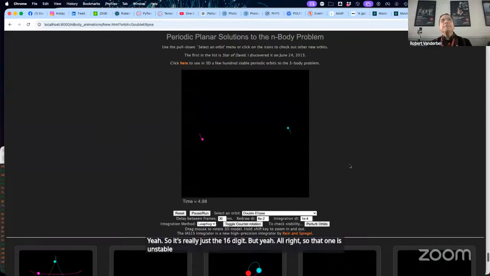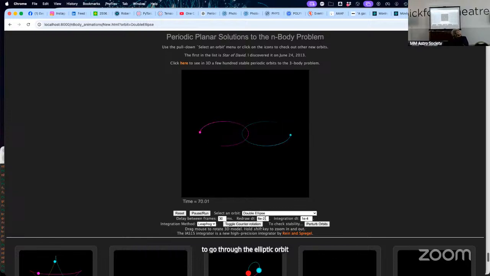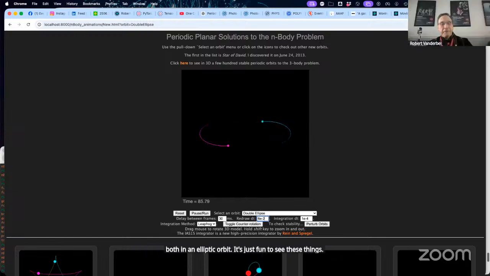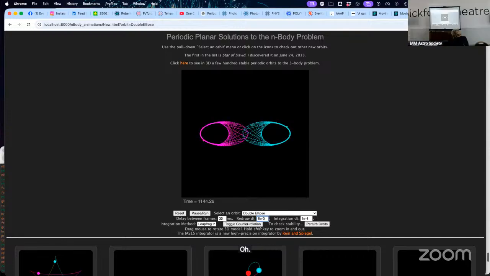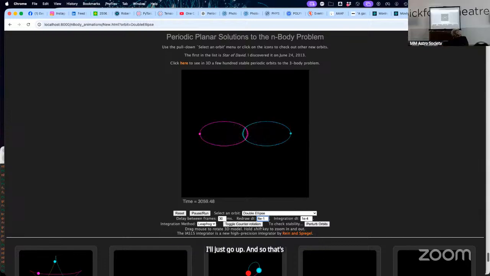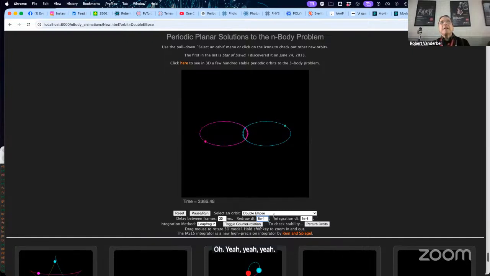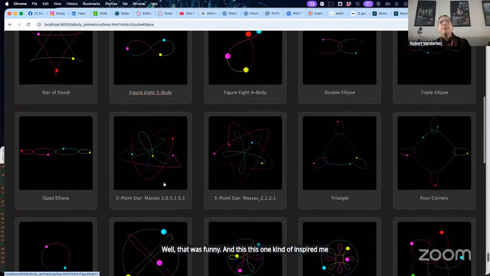How about this one? This is just a 2-body problem. We all know this one. 2 equal masses, both in an elliptic orbit. It's just fun to see these things. I can make this go a lot faster. Oh, that's too fast, the screen is messed up. And so that's still following Kepler's law, right? The equal areas. Yep. So that was fun to make, and this one inspired some related ones I'm going to show you next.